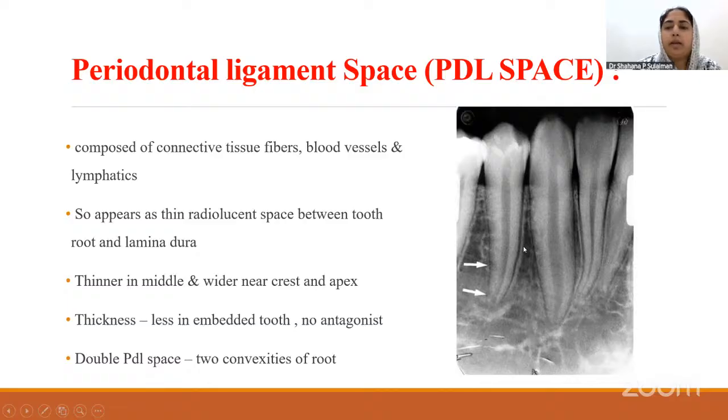And similar to the lamina dura, it is thicker and wider in a tooth having more occlusion, and it is thinner and less wide in a tooth with no occlusion or any submerged teeth. Also, a double periodontal ligament space can be appreciated if the tooth root has two convexities.